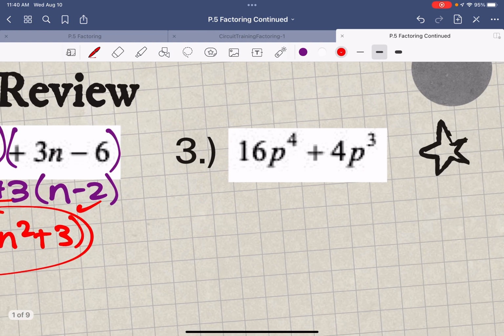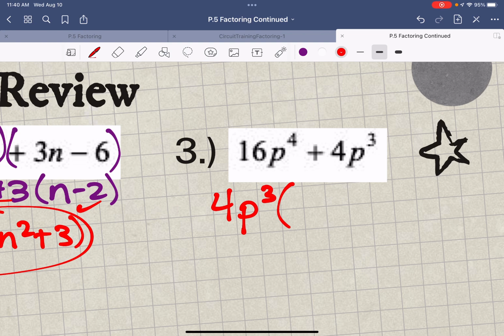And looking at this last one, I'm going to go through the factoring flow chart. The first thing is greatest common factor. Actually, yes, this one does have one. So what they have in common, they both divide by 4. And the most amount of p's they can both give would be 3. So let's take that out and see what's left.